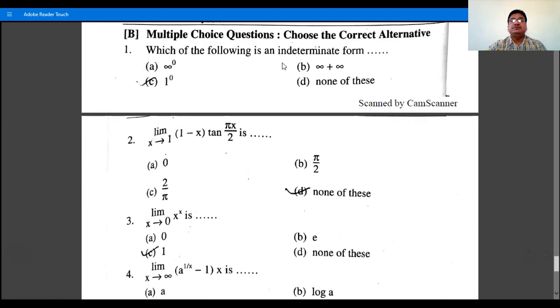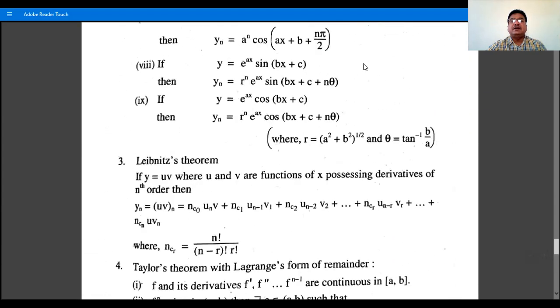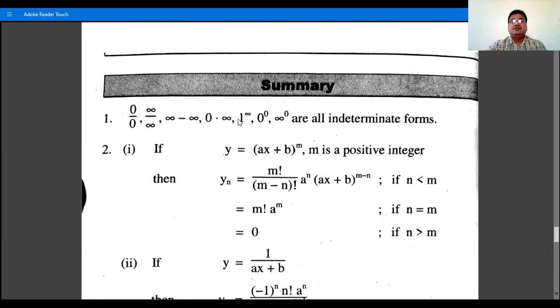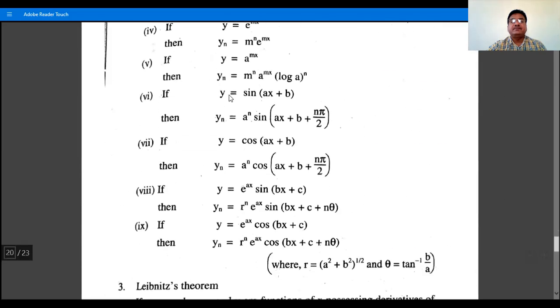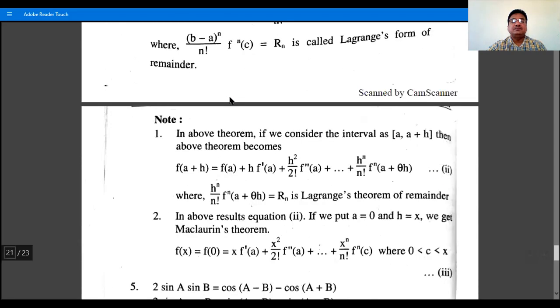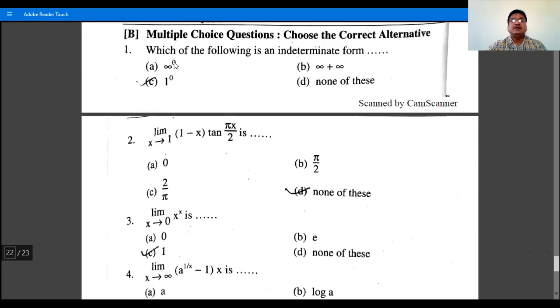So fill in the blanks. Which of the following is an indeterminate form? Infinity raised to 0, 1 raised to 0, infinity plus infinity. So the answer is what? 1 raised to 0 is an indeterminate form? If you observe, these are the indeterminate forms: 1 raised to infinity, 0⁰, infinity raised to 0. So this answer is wrong. 1 raised to 0 is a determinate form. Infinity raised to 0 is the indeterminate form. This answer is wrong.